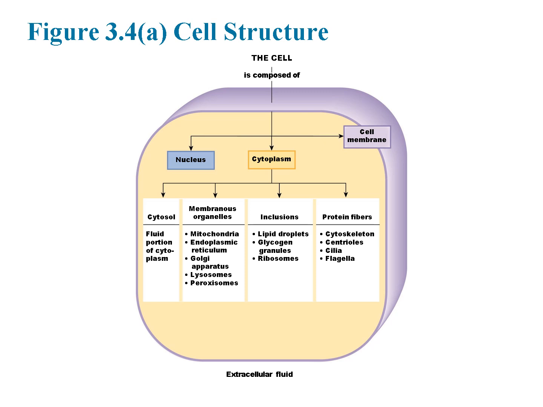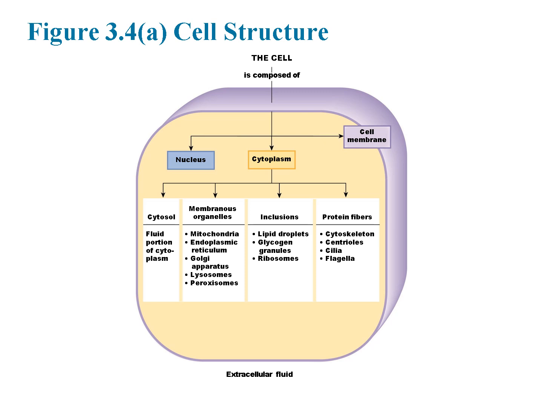Membranous organelles are specialized structures with specific functions. Mitochondria, the powerhouse of the cell, generate energy. Endoplasmic reticulum processes and transports proteins and lipids. The Golgi apparatus packages and ships molecules. Lysosomes and peroxisomes handle waste and detoxification.